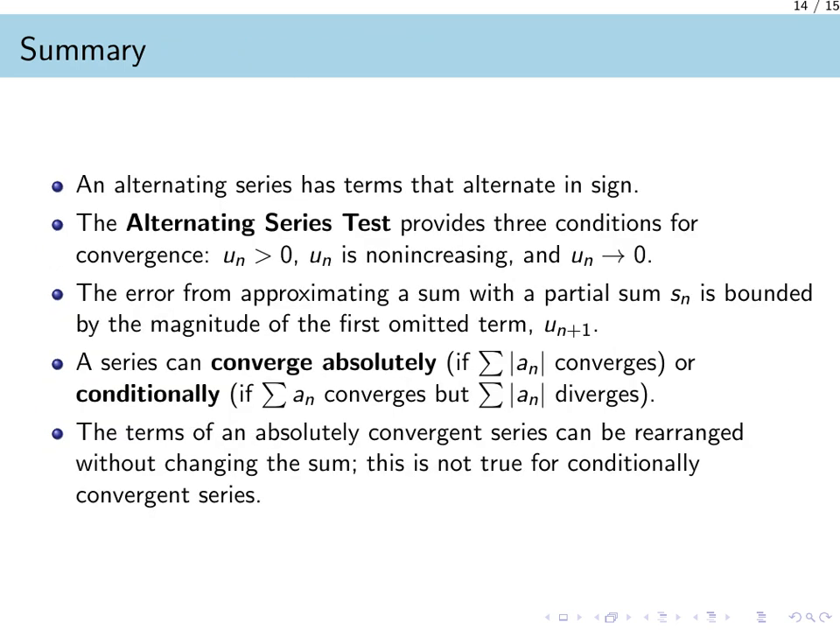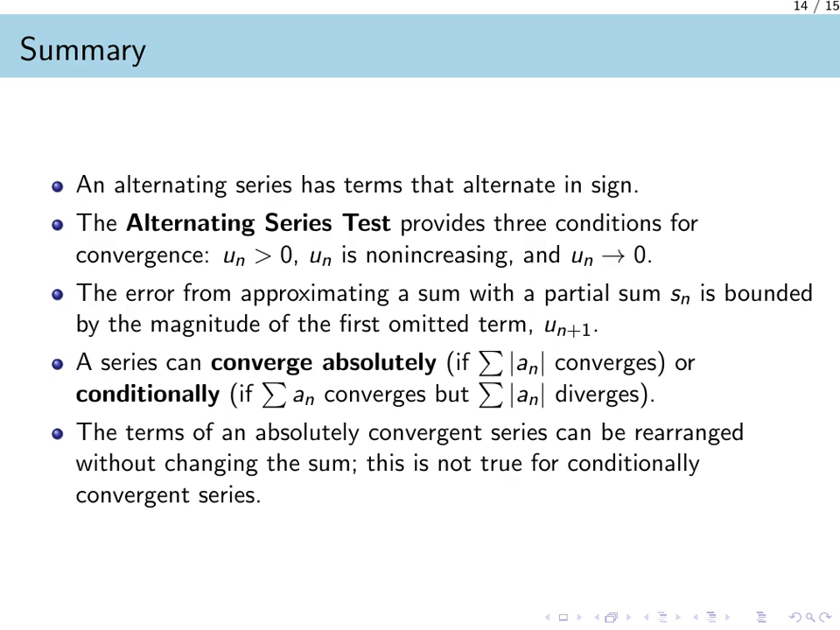Let us summarize the key ideas we have discussed about alternating series. We started by defining them as series whose terms alternate in sign. We then introduced the alternating series test, which provides three simple conditions for convergence. The terms must be positive, non-increasing, and approach zero. A powerful consequence is the estimation theorem. This theorem states that when you approximate the sum with a partial sum, your error is less than the absolute value of the first term you omit, giving us a practical error bound.